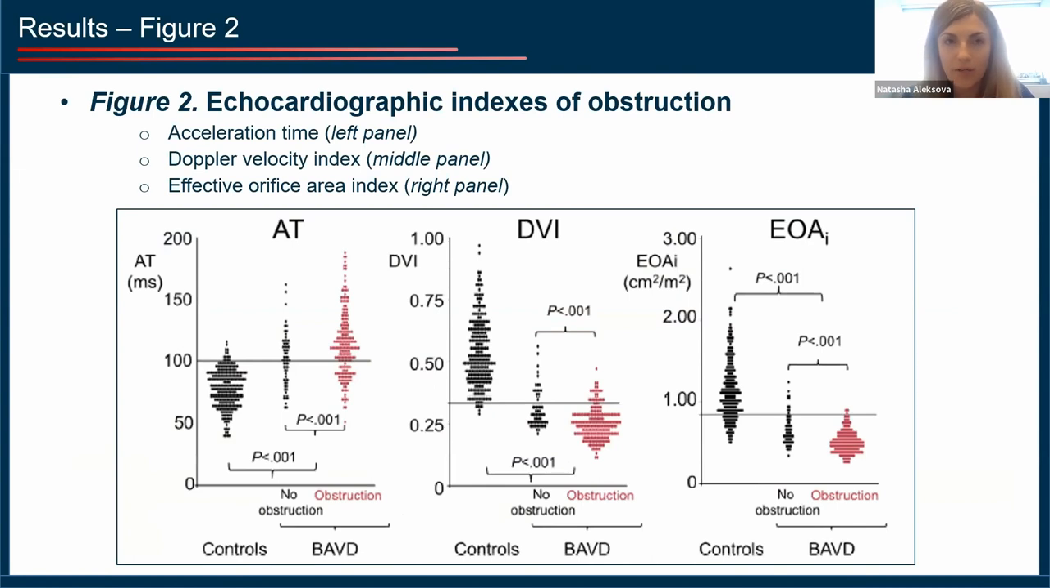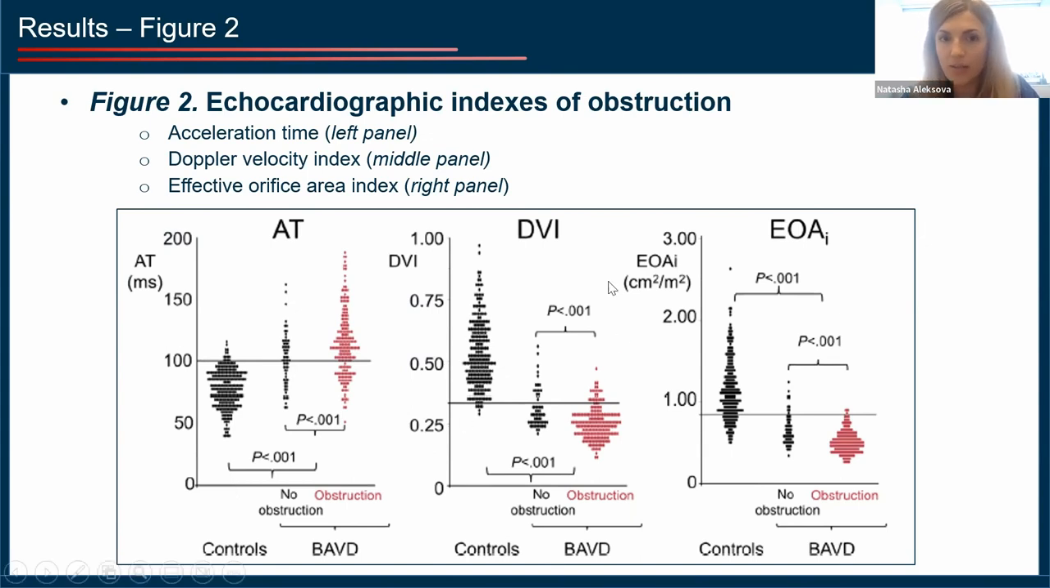So the next two figures that I will present from the results, I think, speak to some of the findings that Dr. Pivero will then discuss in a little bit more depth. But these are the echocardiographic indices of obstruction, and I'll go through each of these figures. On the leftmost side is acceleration time. What is apparent is that the acceleration time is significantly higher in the group of patients with obstruction compared to the group of patients with no obstruction who otherwise had bioprosthetic aortic valve dysfunction, and that it is also significantly higher than in the controls, as would be expected.